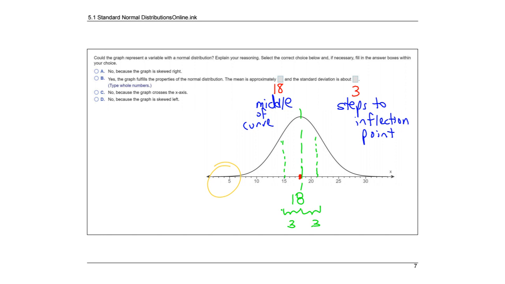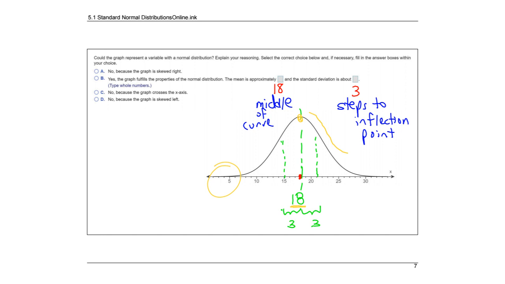The first thing they want to know is the mean. So we're going to look at the middle of the curve here, come down. And it looks like it's about at 18. And so our mean is 18. The hard thing is the standard deviation. So an inflection point is 1 standard deviation away. It's where the curve, as the curve comes down, changes from being down to moving in a different direction, but that's hard to tell.